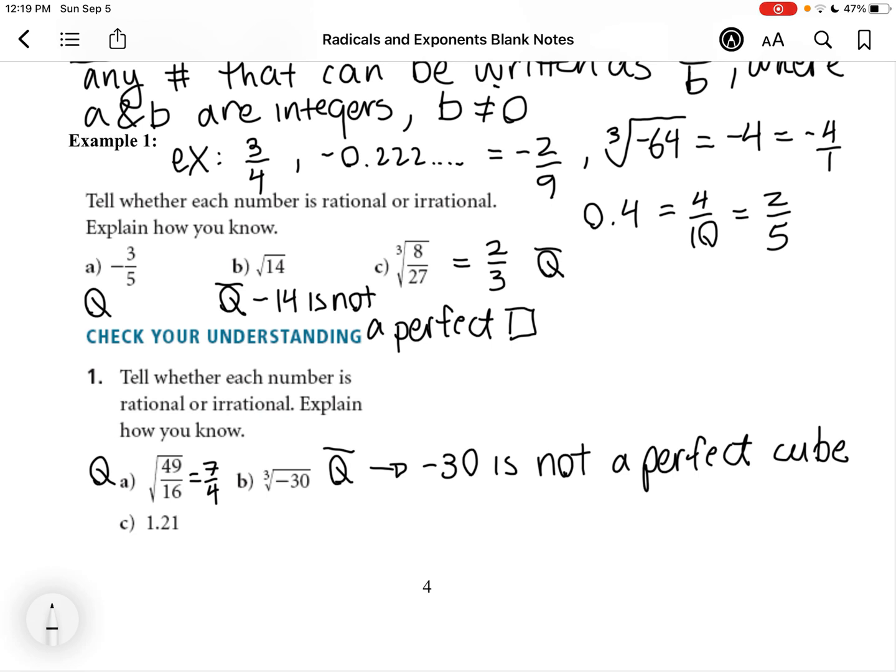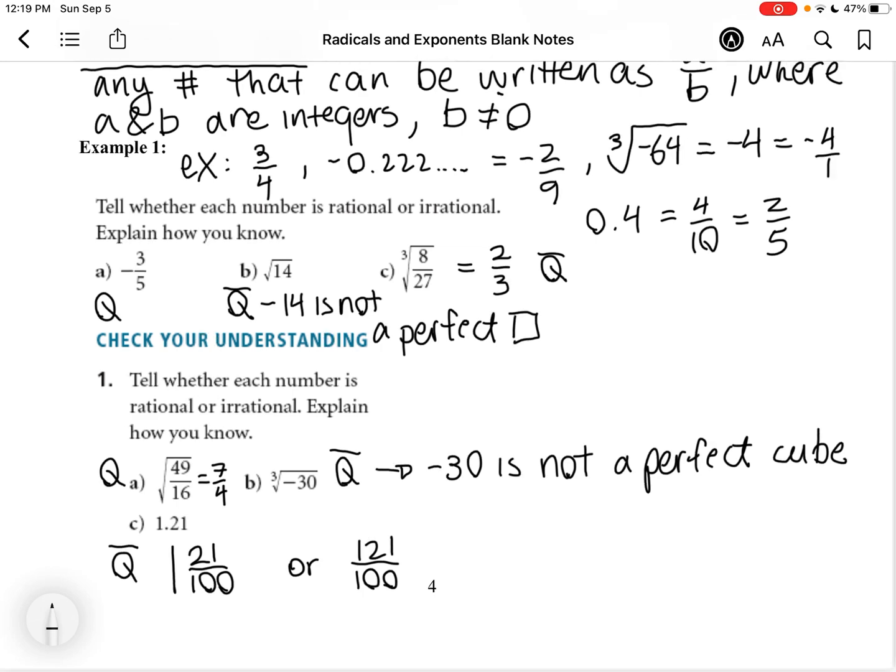Okay, and 1.21. This is a terminating decimal. Terminating means that it ends. All terminating decimals are rational because they can all be written as fractions. So you can think of this number as 1 and 21 hundredths because this 1 at the end is in the hundredths position. So this can be written as 1 and 21/100. So that's a mixed number, or 121/100 would be an improper fraction. Either way, both of them are fractions, so this is rational.